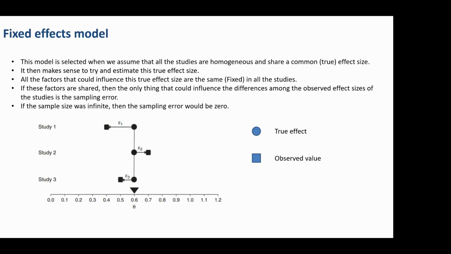So in this case, what happens is that, of course, when you have a certain true value, you can see clearly in this graph that the true effect is the circle. It's shared among the studies, but there will be observation error. So in the first study, it's slightly underestimated. In the second study, it's slightly overestimated, and vice versa in study number 3. So this is why, when you pool the effects, you are closer to the real value. If the sample size was infinite, the sampling error would be 0.